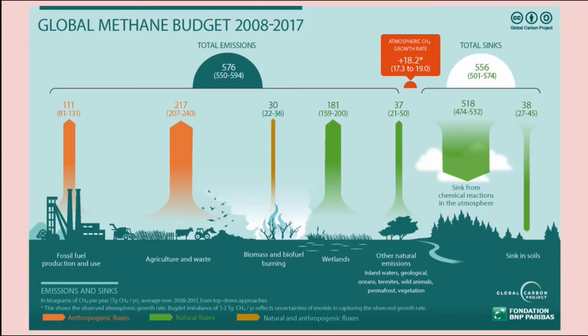And here is where a lot of the methane comes from: fossil fuel production, agriculture, this is where the cows come in, biomass and biofuel burning, that means burning fuels, and biomass means wood, animal.